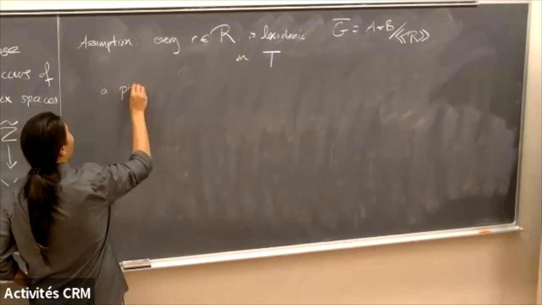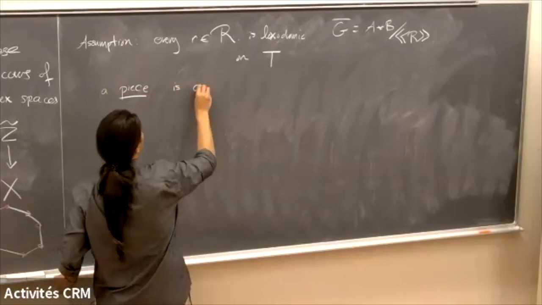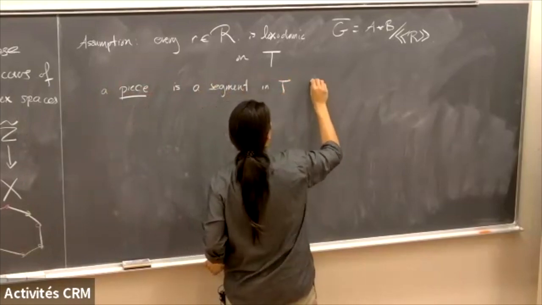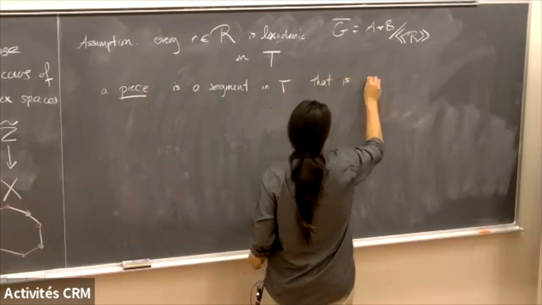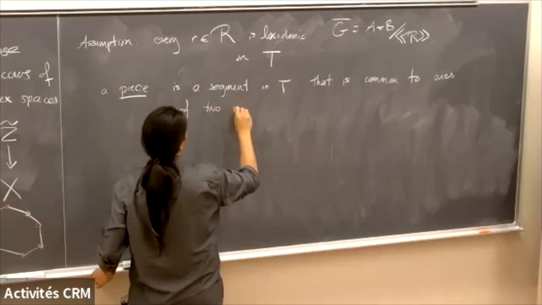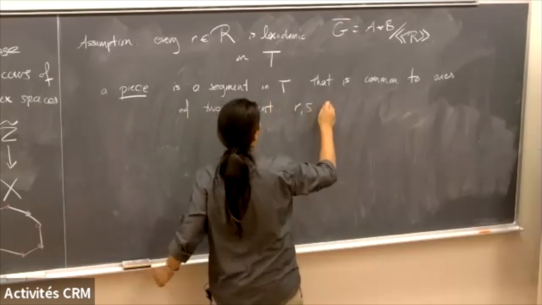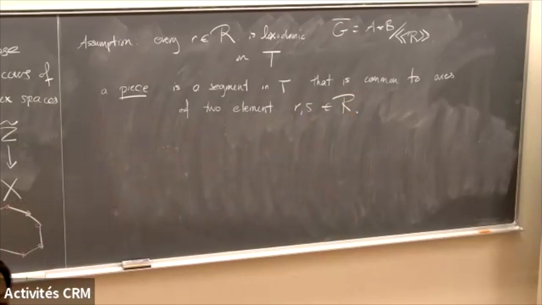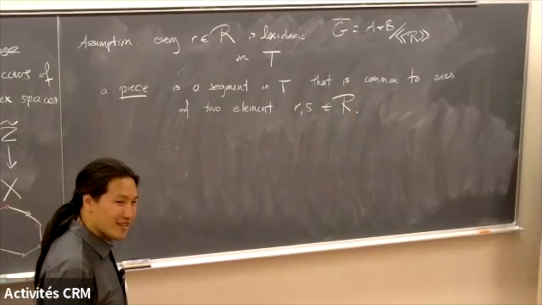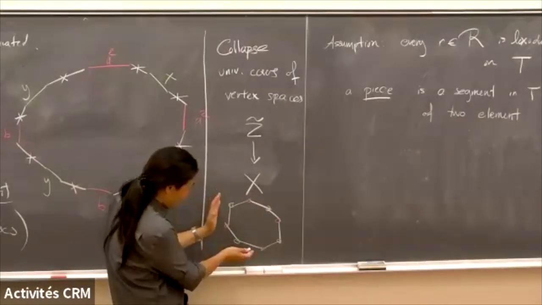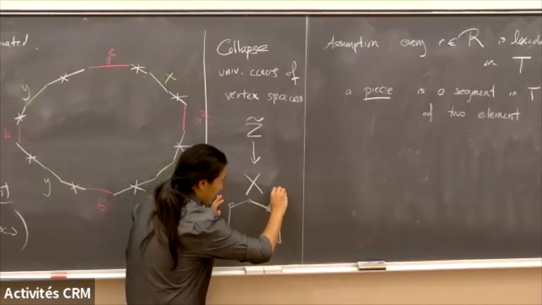A piece is a segment in T that is common to axes of two elements R and S. Doing the whole way through, I could just show you it's like the little piece of the polygon, but the little corner things have to agree. The corner things should agree. Yes, the labels, right? So now we want to work down here. You start here and you look at an overlap. Okay.